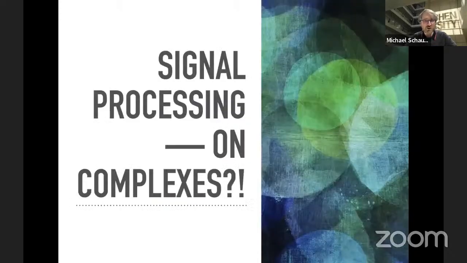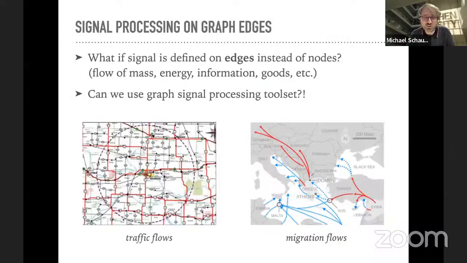So before going into simplicial complexes, because this is a little bit scary, right? Let's just talk about graphs a little longer for a second, but now let's shift perspective and let's talk about signal processing on graph edges. So the question is now very innocent, right? What if instead of having the signals defined on the nodes, we have the signals defined on the edges? And why would we want to have this? Well, I think in a number of situations, it's fairly natural to have a flow of mass, energy, information, cars, goods, what have you. And you think of them as flows on the edges of graphs, right?